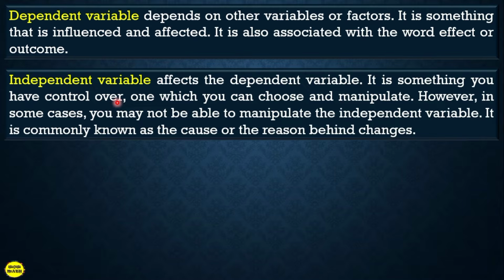So, pag sinabi natin independent variable affects the dependent variable, it is something you have control over or one which you can choose and manipulate. However, in some cases, you may not be able to manipulate the independent variable. It is commonly known as the cause or the reason behind the changes.